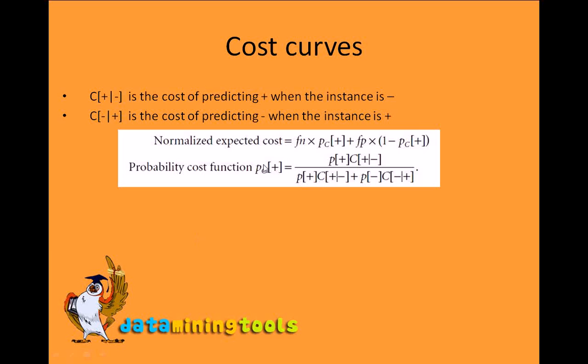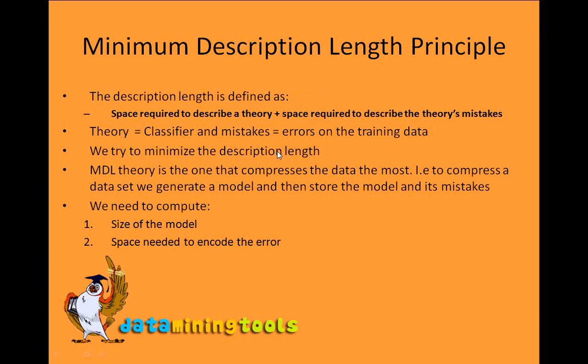Here are the formulas. In these formulas, C plus minus is the cost of predicting plus when the instance is actually minus, and similarly C minus plus is the cost of predicting minus when the instance is actually plus. Using these formulas we can find any point in our cost curve.